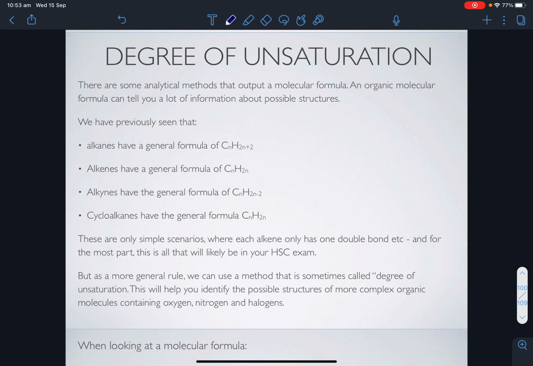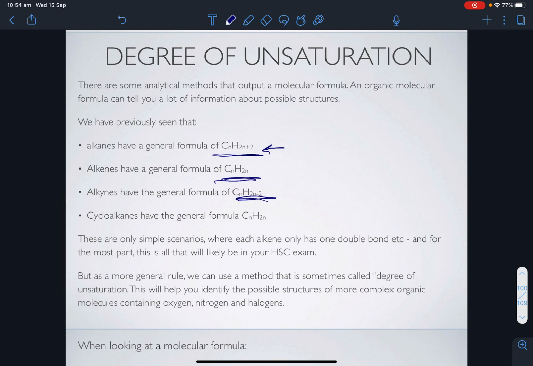I've just kept it simple, and it's going back to remembering our general formulas. Remember, alkanes have the general formula of CnH2n+2, and that's your fully saturated molecule. If you have just one alkene, or one double bond, you've got 2 hydrogens coming away. Sometimes we call that 1 degree of unsaturation. That's a bit of extension. But remember that alkenes have CnH2n, and if you put a triple bond in there, you've got CnH2n-2.